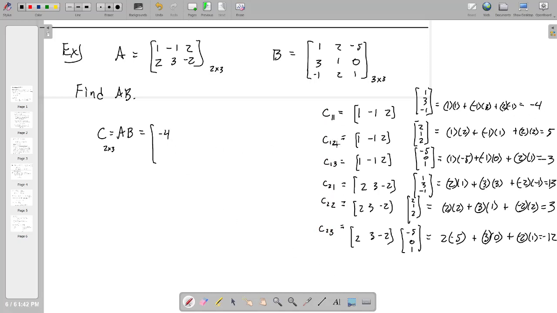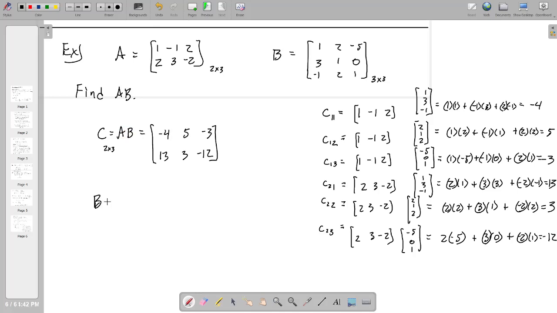C12 is first row, second column, 5. C13, first row, third column, negative 3. C21, second row, first column, 13. C22, second row, second column, 3. And second row, third column is negative 12. So this would be our matrix C, which is the product of A and B.